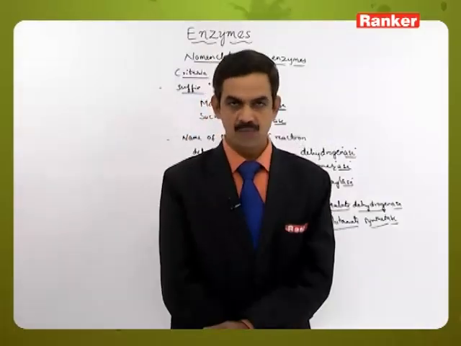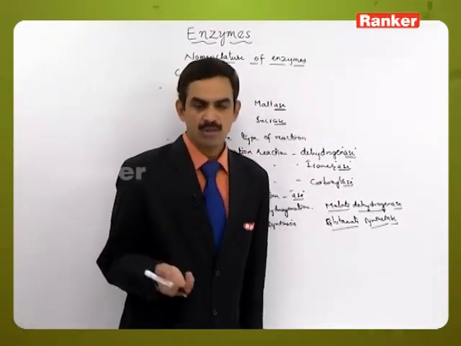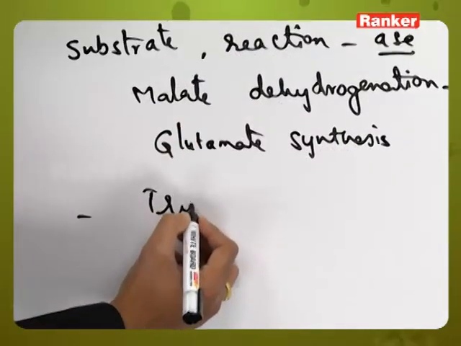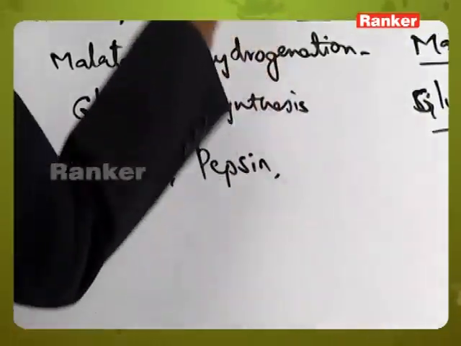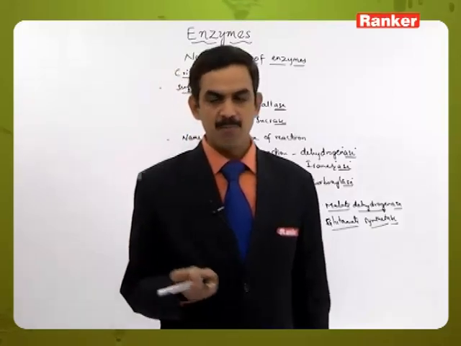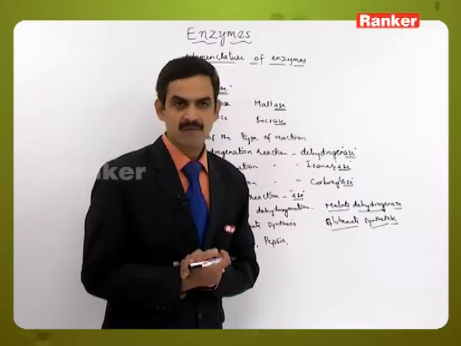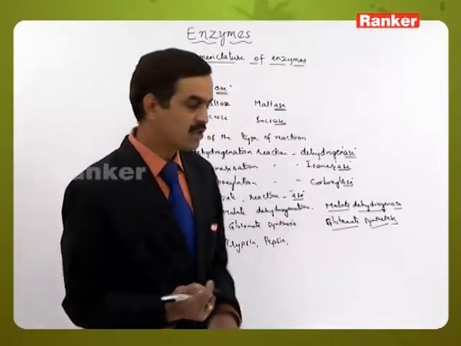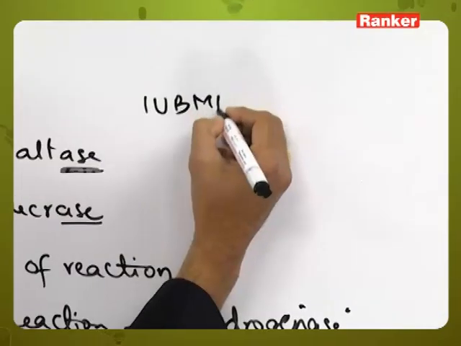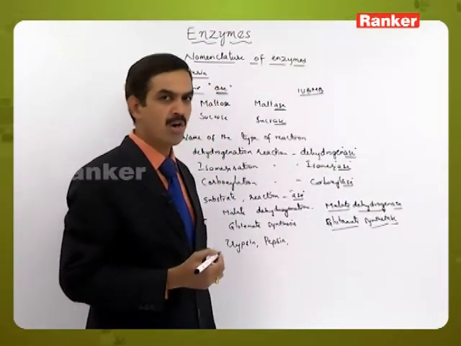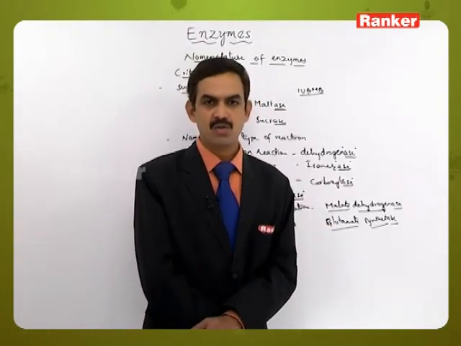So, likewise the third criteria is followed, and the fourth criteria is arbitrary, that is, there is no specific name or rule that has to be followed. Let us take some examples like trypsin, pepsin. This type of enzymes neither have the name of the substrate, nor the type of reaction, nor do they end with "ase". So, different criteria have been followed. Here, different criteria have been given by the organization called IUBMB, that is, International Union of Biochemistry and Molecular Biology, for the nomenclature of the enzymes.